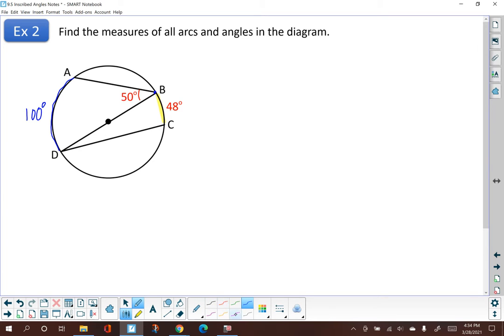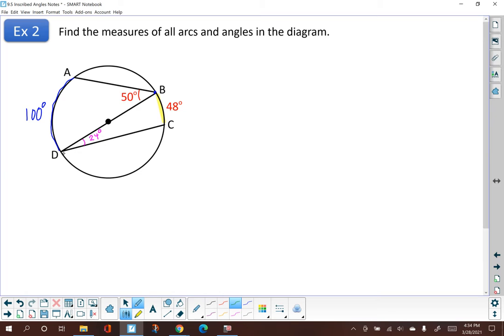Over on the other side, we have this 48-degree arc, and the angle right here would have to be half of that. So that's 24 degrees. 1/2 of 48 is 24. Okay, so we have found one of the angles and we found one arc. We have two more arcs that we need to find.